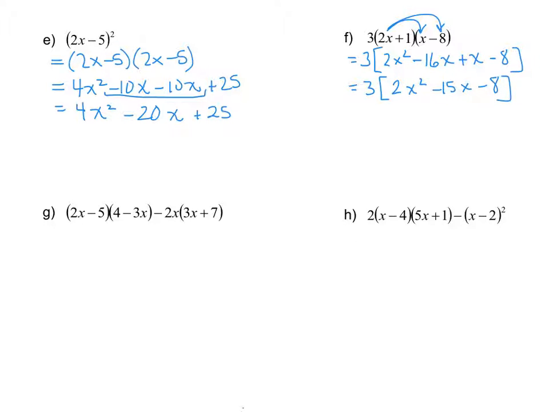Okay, now we can collect inside those brackets to get 2x squared, minus 15x's, and then minus 8. And then that 3 can now multiply through the bracket to get 6x squared, minus 45x. And then 3 times minus 8 would be minus 24. Okay, and then we're done that one.